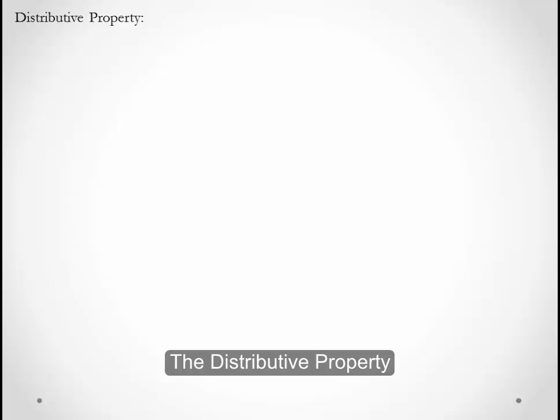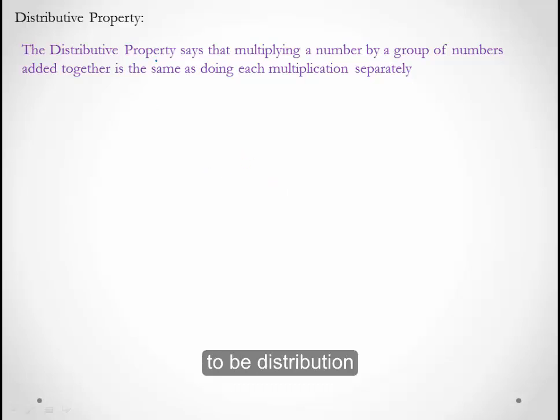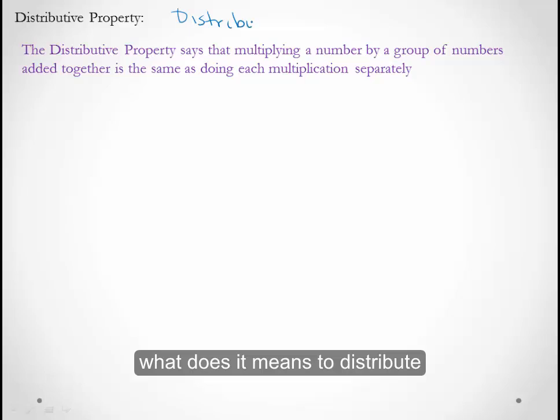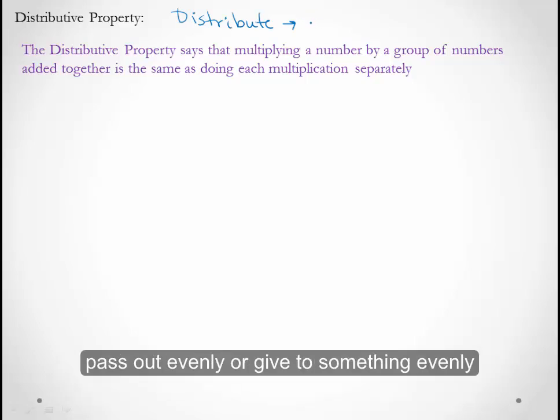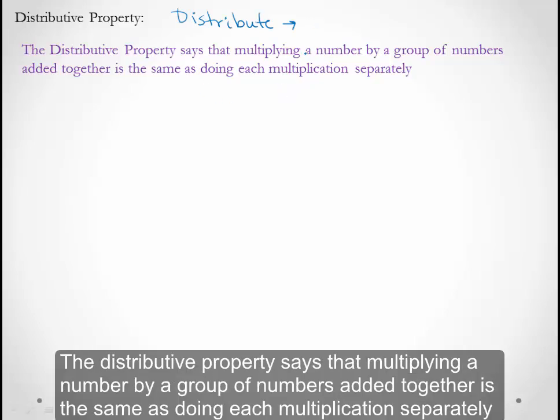The distributive property. First, let's think about what it means to distribute. If I'm passing out or distributing flyers, I'm going to give a flyer to every single person. So distribute is to pass out evenly or give to something evenly. And the distributive property says that multiplying a number by a group of numbers added together is the same as doing each multiplication separately.